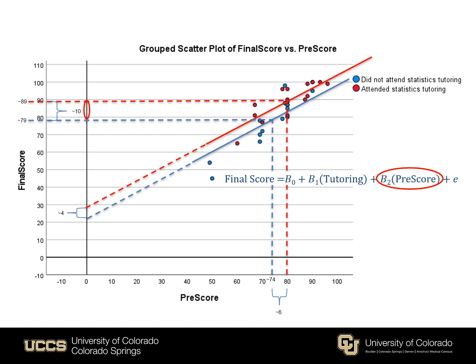So what's essentially happening is we're taking the naive effect of tutoring, which was 10 points when pre-score was not factored or controlled for, and we're subtracting out that pretest advantage of 6 points. And we're arriving at a less naive estimate of the effect of tutoring, which does not have the pretest advantage in there. And of course, that estimate is now 4 points.